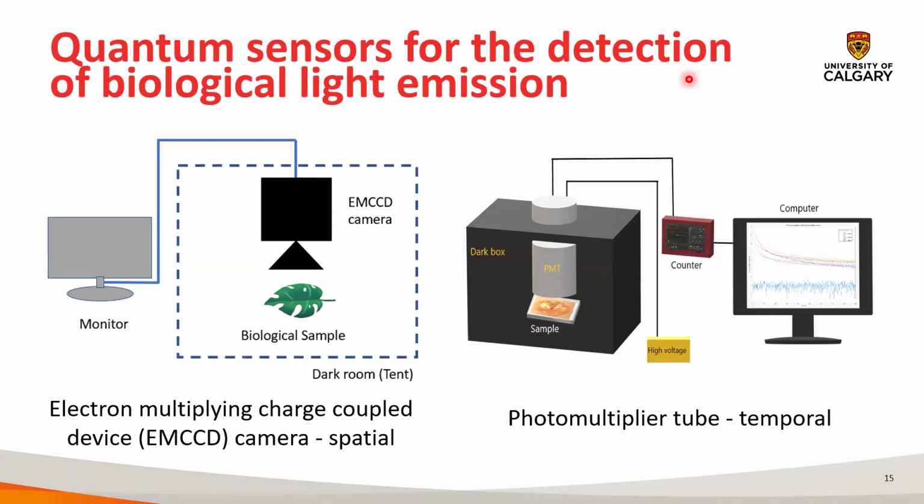So the first detector that I'll talk about is the electron multiplying charge coupled device, or EMCCD camera, which generates a 2D image of the biological sample. So it gives us spatial information of how UPE intensity varies between different regions of the leaf and computes an image. The advantage of this is that the EMCCD camera is really sensitive. It has over 95% quantum efficiency. So it's highly sensitive to these photons.